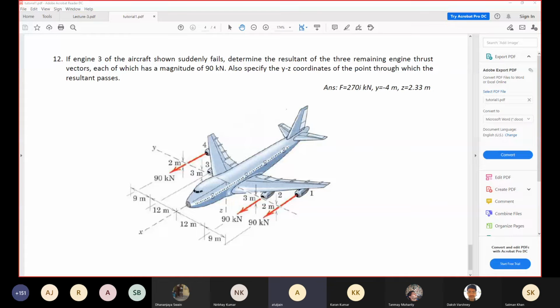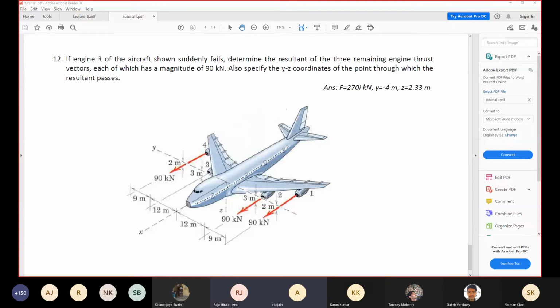Yes, Raja, what is your question? Sir, in question number 8, the force has only 2 components. So how can we find the moment for 3 components? You can see in the question there are only 2 components per force. How can the moment be for 3 components? No, you will have 3 components because there are 2 angles, theta and phi.